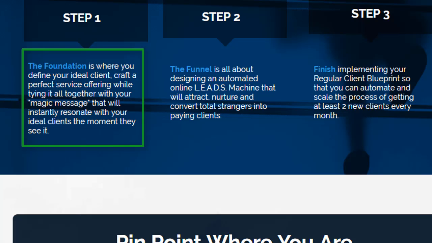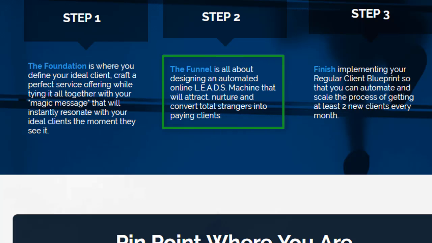So that's an indication of what we're going to cover, but they've still got no idea how I'm going to do it. Then we speak about step 2, which is the funnel. This is about designing an automated online leads machine that will attract, nurture, and convert total strangers into paying clients.